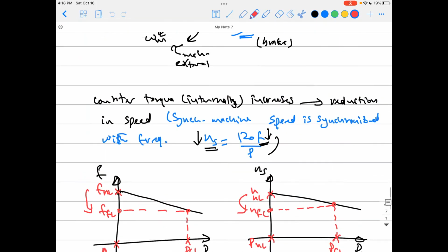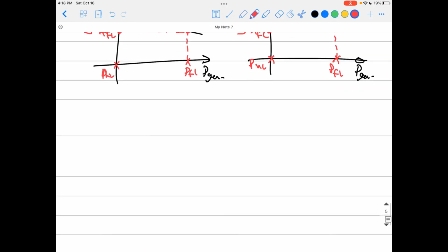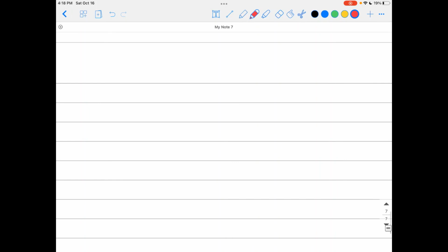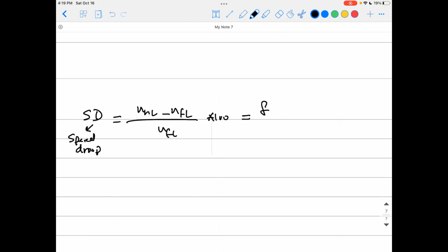So like what we talked about before with the voltage, when we defined the voltage regulation, now we have the same idea because the speed or the frequency goes down here. So we define another term, we call it the SD, speed droop. Speed droop equals n no load minus n full load, divided by n full load, and if you want a percentage, multiply by 100. It will give you exactly the same value if you use the frequencies: f no load minus f full load over f full load, multiplied by 100.